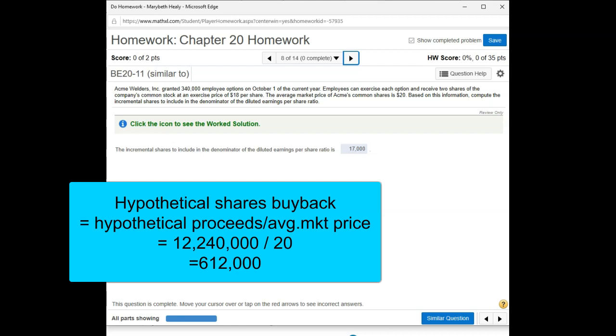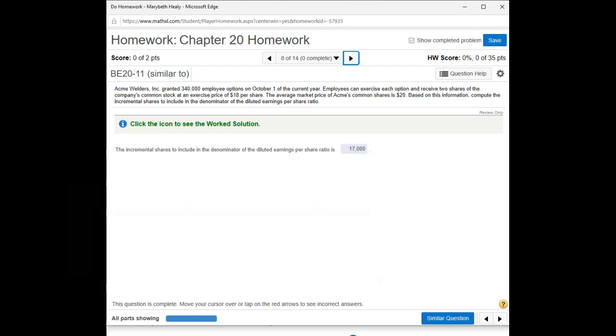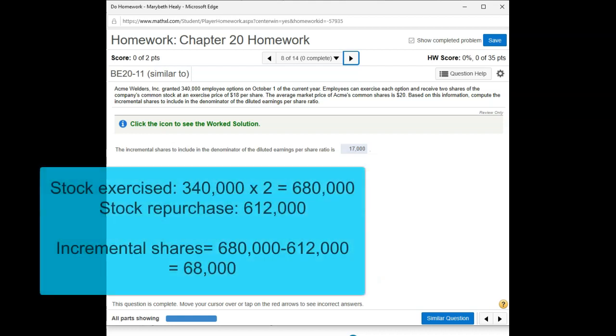And so if we issued all these stock options, remember there were 340,000, 2 shares per option. So how many shares would we have issued? 340 times 2 will give us 680,000 shares. With our hypothetical proceeds, we bought back 612,000 shares. So the incremental number of shares is simply subtracting: you take 680 and then subtract out the 612,000, and you'll get 68,000 shares.